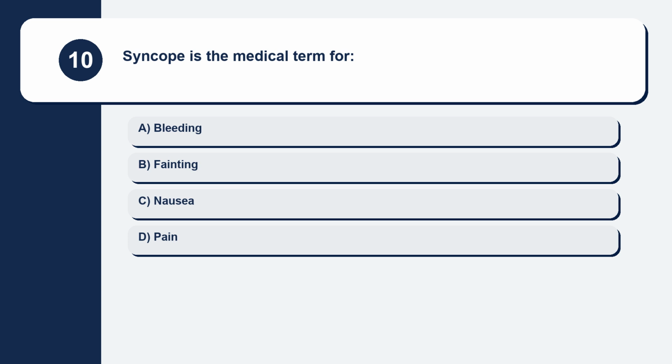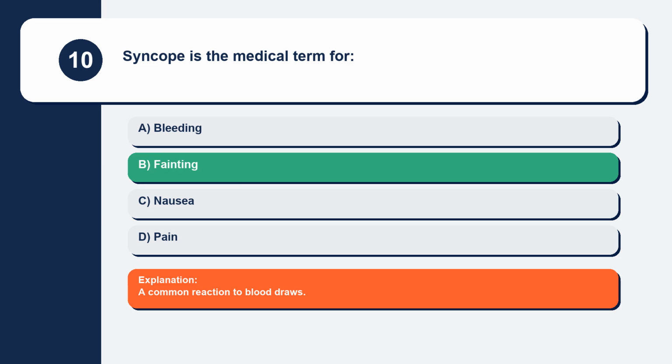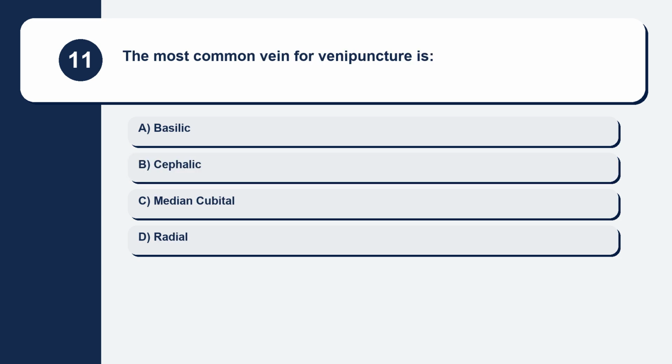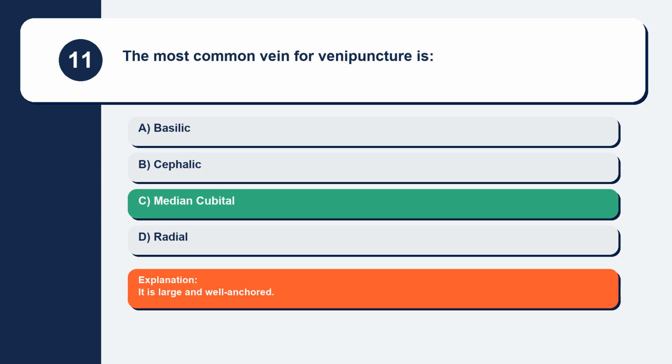Question 10. Syncope is the medical term for bleeding, fainting, nausea, pain. A common reaction to blood draws. Question 11. The most common vein for venipuncture is basilic, cephalic, median cubital, radial. It is large and well anchored.